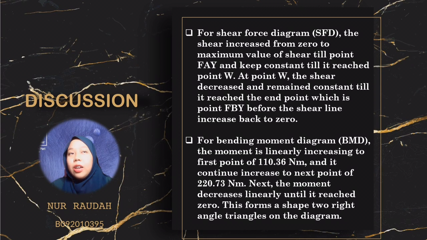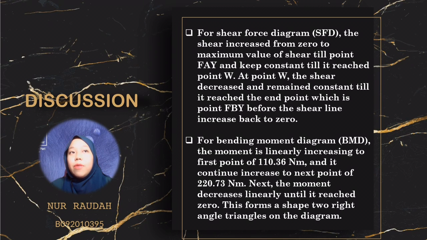For the shear force diagram, after we construct it, we can see the shear increases from 0 to the maximum value of shear at point FAY and stays constant until it reaches point W. At point W, the shear decreases and remains constant until it reaches the end point, which is point FBY, before the shear line increases back to 0.